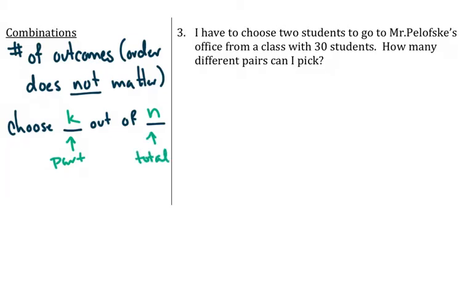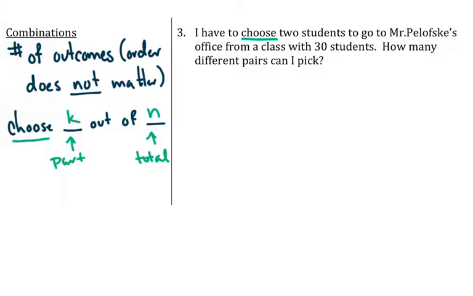And you've got to look for context clues. They will be very specific in the problem. So if we're looking here, I have to choose, so you'll notice the word choose. You're like, combination. 2 students to go to Mr. Polofsky's office from a class of 30. How many different pairs can I pick? So even if I didn't use the word choose, you could be like, well, if I pick 2 kids, it doesn't matter if I pick Timmy or Betsy first. They're both going to go to the office together. It doesn't matter what order. But if you see the word choose, that means that it's going to be a combination.